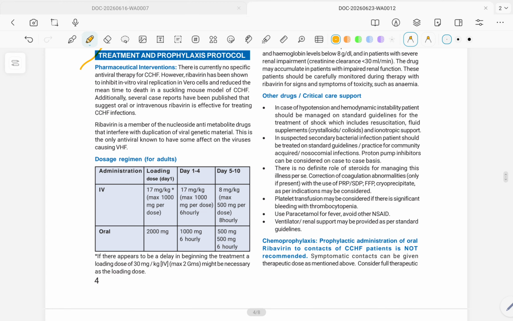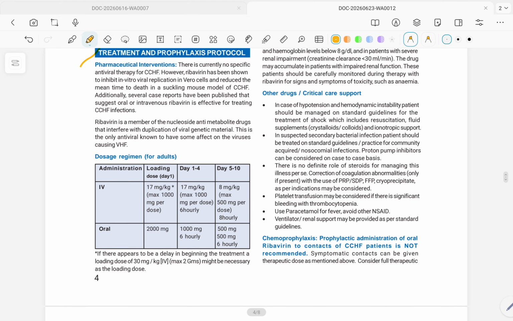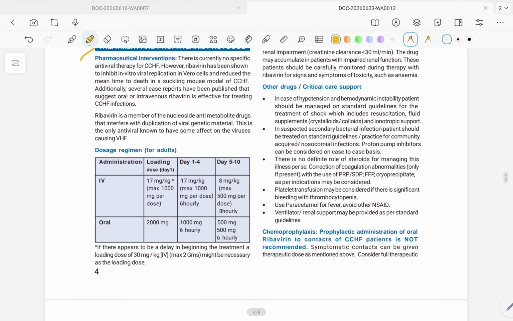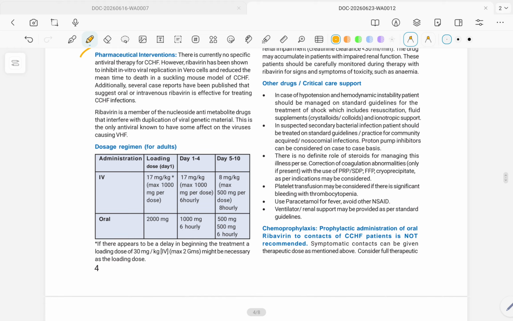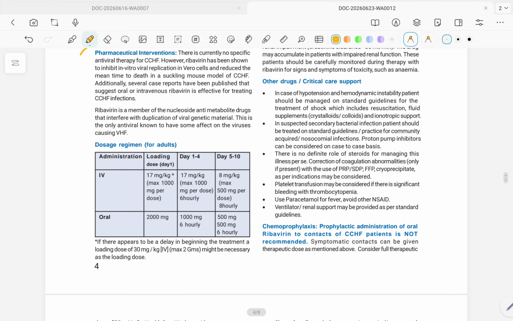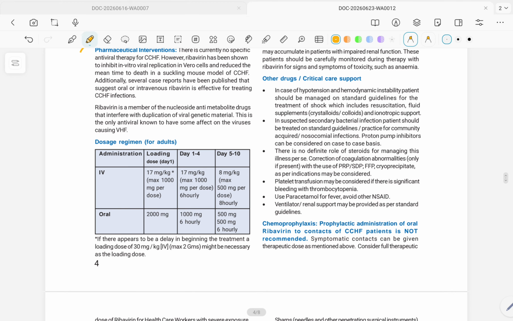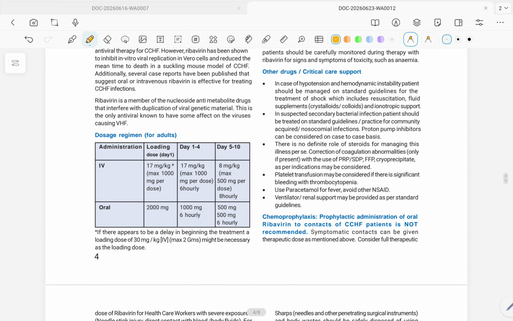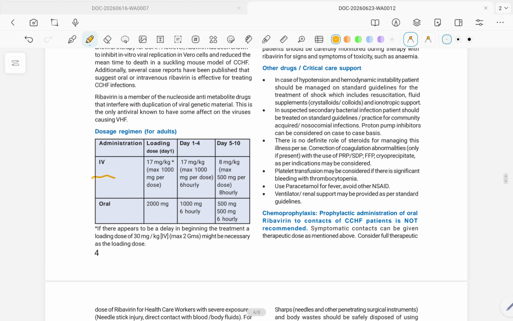Ribavirin is a member of the nucleoside antimetabolite drugs that interfere with duplication of viral genetic material. This is the only antiviral known to have some effect on the viruses causing VHF. IV: low dose day 1 to 4, day 5 to 10 days. Oral.